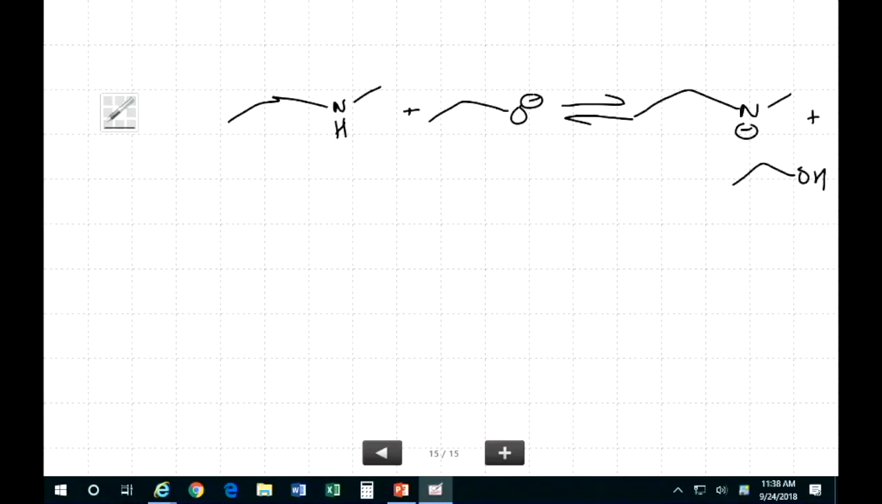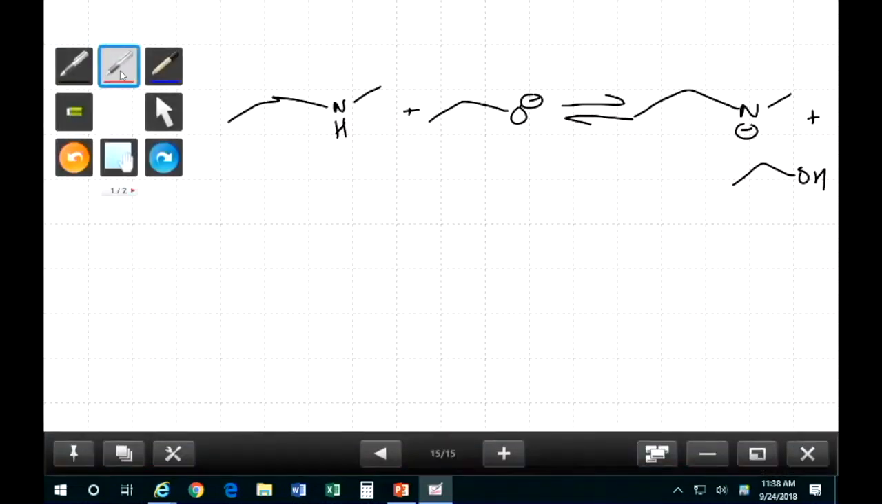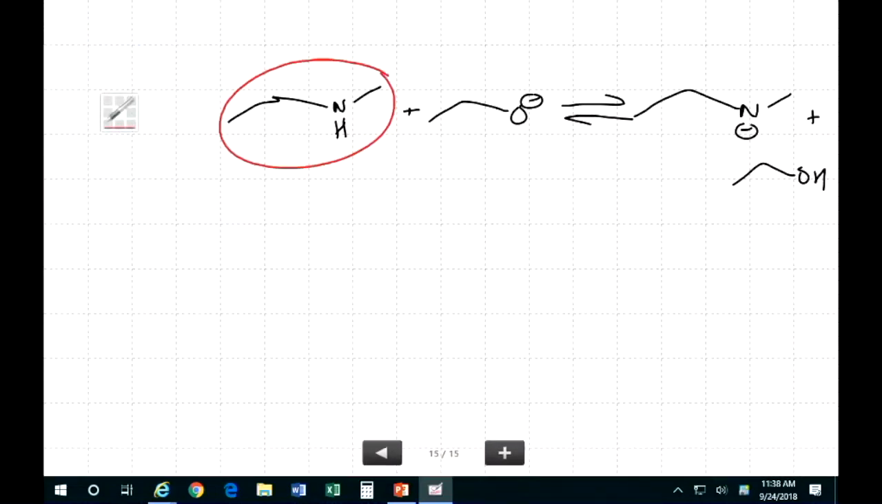Would this reaction occur? You compare this acid to this acid. This is pKa 35, this is pKa 18. So the amine is less acidic than the alcohol, so the reaction would not happen. So the reaction favors the starting material.